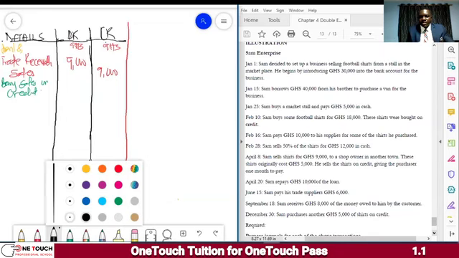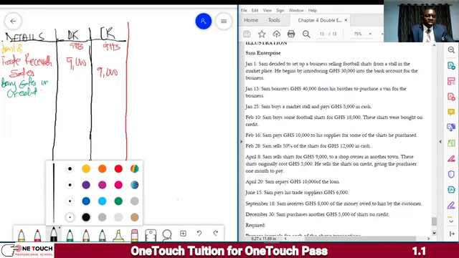Sam pays 10,000 of the loan. Good. So once there's a loan repayment, there'll be a reduction in the loan, and there'll be a reduction in our bank account as well. So when bank is decreasing, it's an asset. When it is decreasing, we credit, and the loan is a liability. And when liabilities are decreasing, we debit.